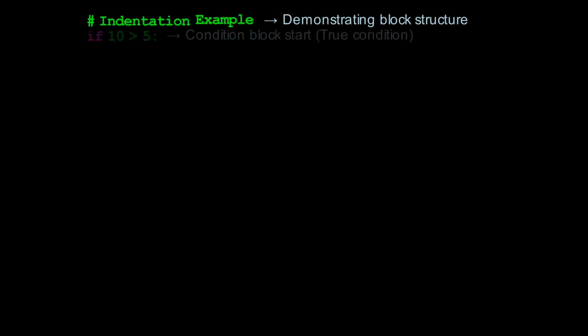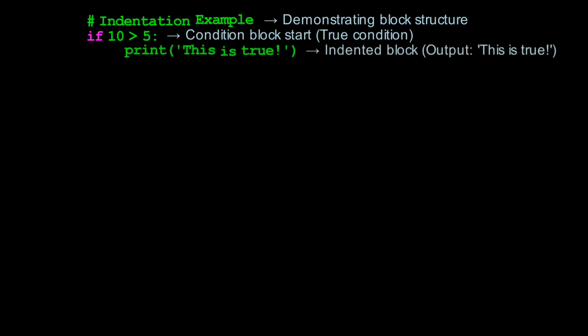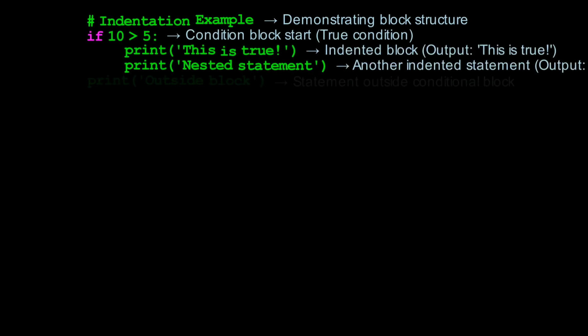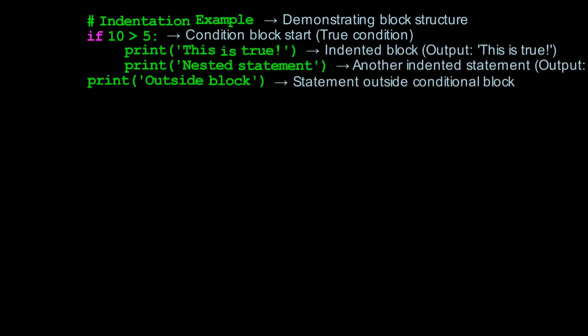See how these conditional statements use indentation. Notice the indented line belongs to the if block, while the unindented line operates independently. This clean visual hierarchy is what makes Python code so readable.